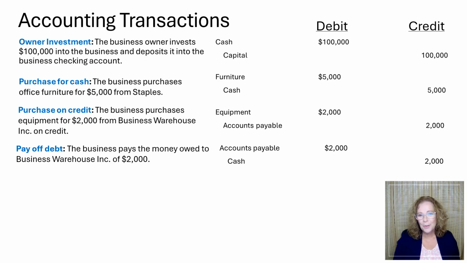Just as a reminder, these are the accounting transactions we've covered so far. These transactions include owner investment, a purchase for cash, a purchase on credit, and paying off a debt. Let's look at the next accounting transactions.